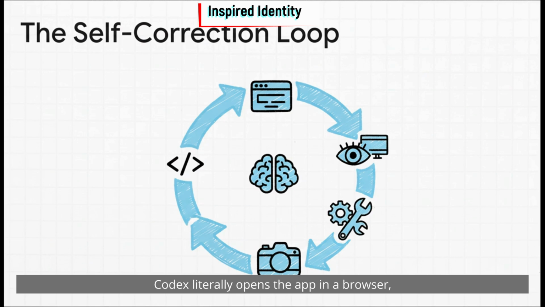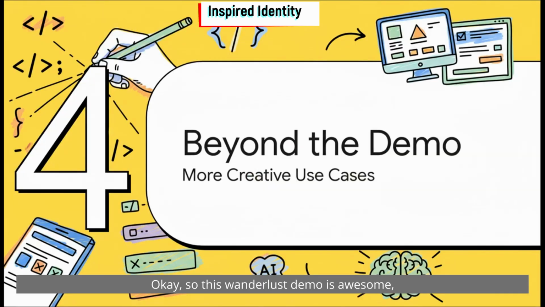So, this self-correction loop is the key takeaway. Codex literally opens the app in a browser, snaps a screenshot, compares that image to the goal you gave it, and if it's not right, it actually uses browser tools to debug and tries again. It keeps iterating until the UI is perfect. It's wild. Okay, so this Wanderlust demo is awesome, but this is way bigger than just one app.